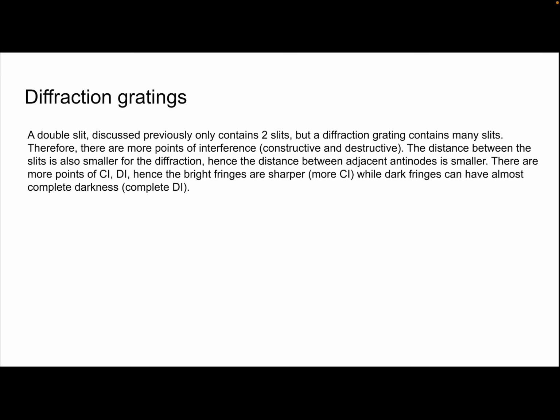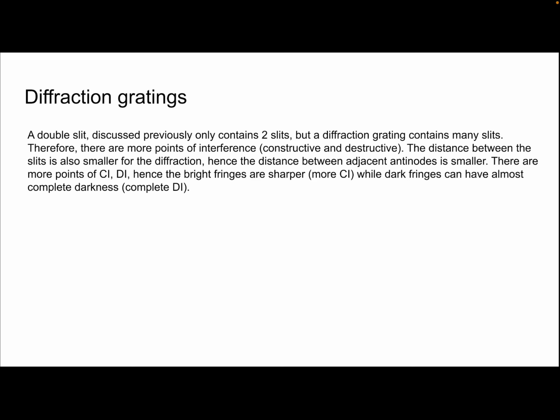Alright, so now we're going to look at diffraction gratings. Diffraction gratings and double slits are slightly different, because a double slit contains only 2 slits, but a diffraction grating contains many slits, which is usually specified. It's going to be a lot more than just 2 slits, so there are going to be more points, more slits, for the light to interfere.